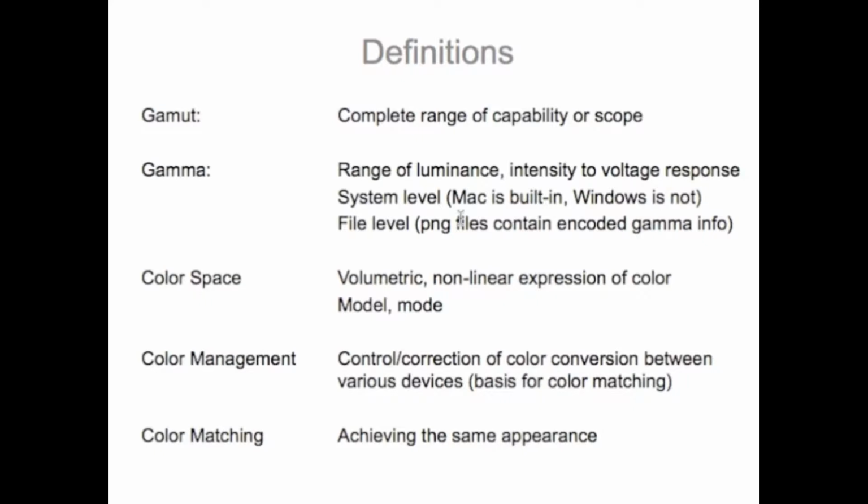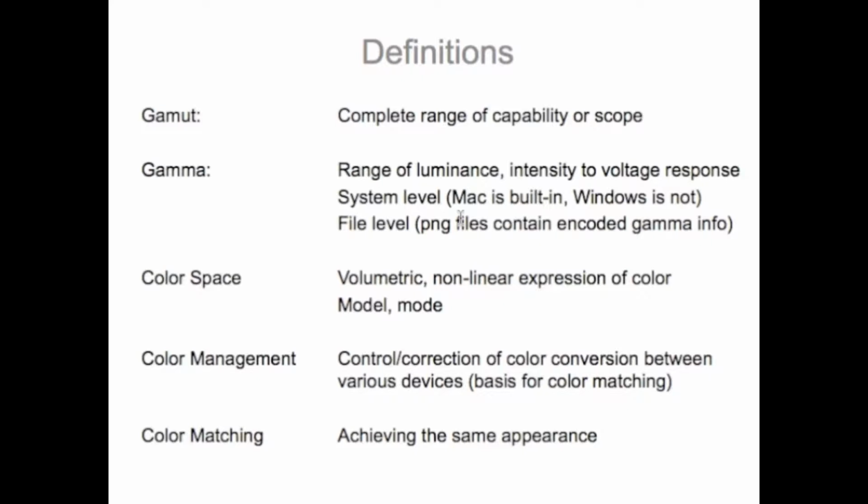A gamut is a complete range of capability or scope either of reproducing or producing color. So a scanner would not produce color, it would reproduce it. Whereas a computer will produce color, a printer will reproduce it. So every device, camera, scanner, printer, mobile phone, has a range of capability or scope in terms of color.